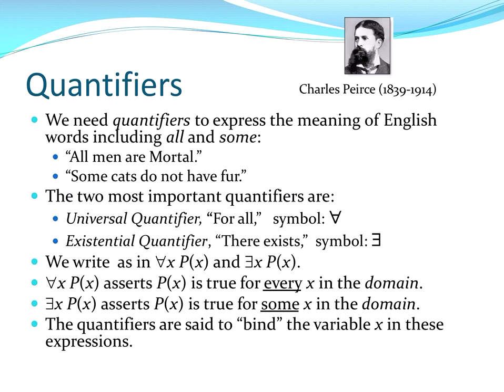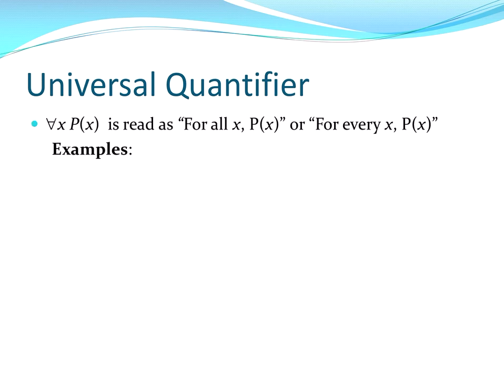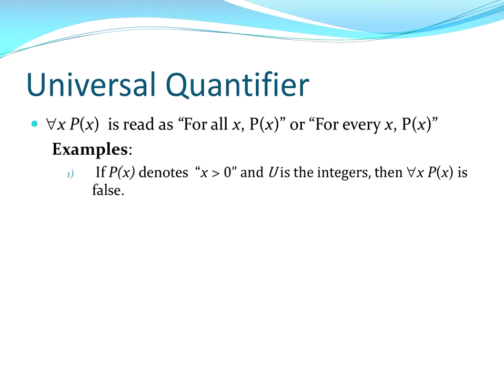And these quantifiers bind the variable that they modify, so that when they are placed in front of a propositional function, it actually turns it into a proposition that will have a truth value. Let's take a look at the universal quantifier. Here again we have for every x, p of x, or for all x, p of x. And if we use x is greater than 0 as p of x, and we designate the domain of x to be the integers, then for every x, p of x is false, because there are many integers that we saw earlier that make this statement false. So it's not true for every integer.